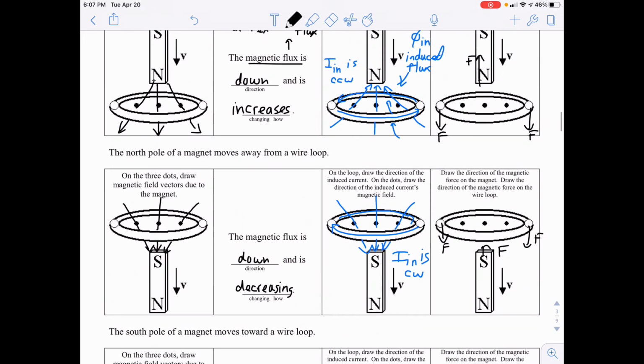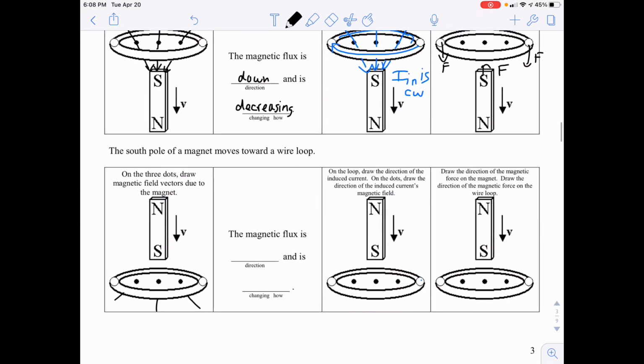So far we've looked at what happens when we increase flux, and the induced flux opposes the external flux. And then we've also seen when the flux is decreasing, the induced flux points the same direction as the external flux. And those are really your two situations. So let's examine how they would look in other possibilities. We're going to take these same two situations and apply them in other ways.